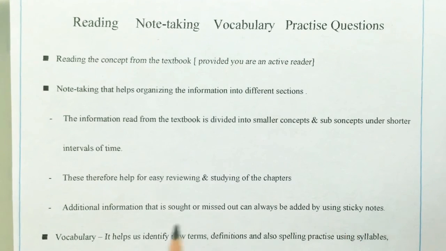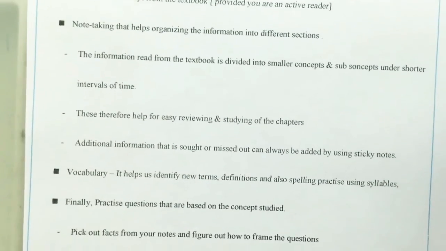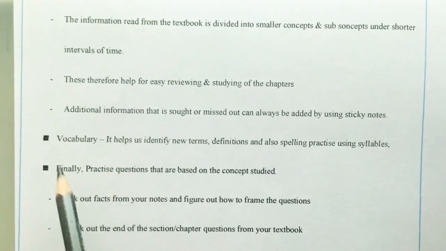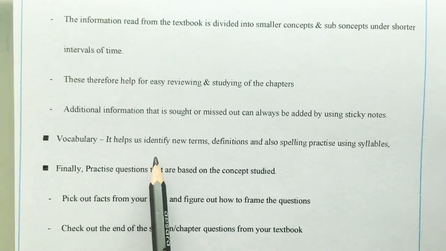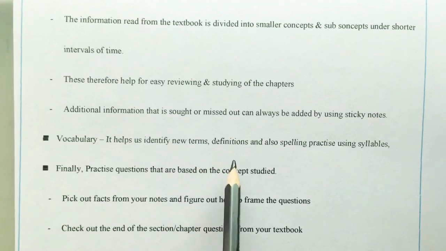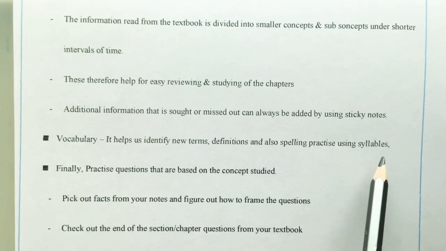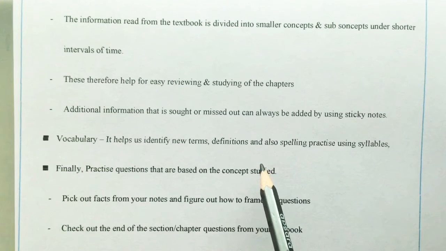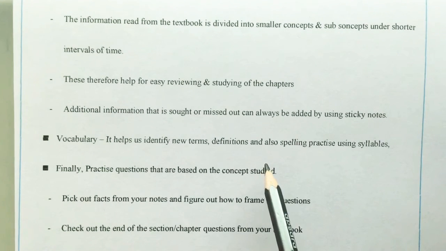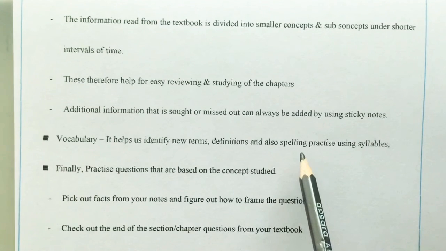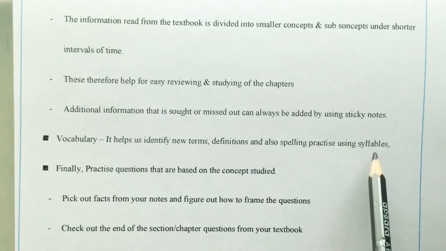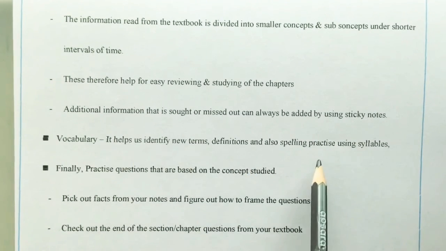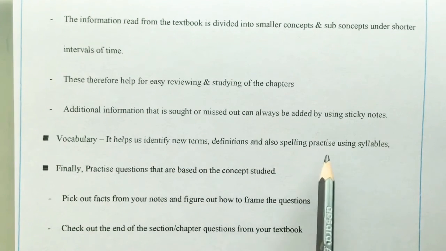Before I show you an example, let us see what are the other sections in this RNVP method. The next was vocabulary. This helps us identify new terms, definitions, and also spelling practice using syllables. For example, if you find a very difficult term and it is very difficult to even learn the spelling, you will write down the word and use the syllables to practice it. So, this section helps you in various aspects.